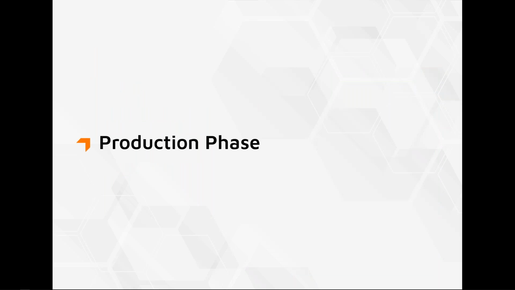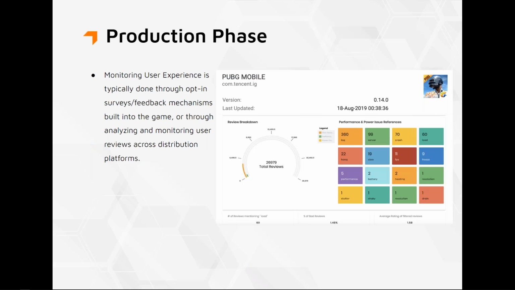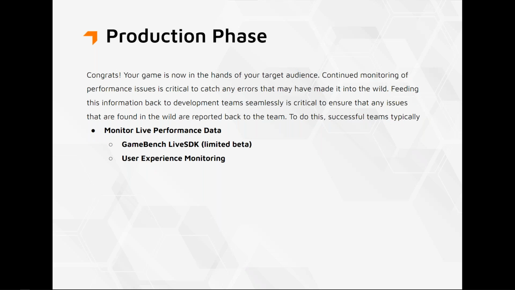And finally, we've gotten to production. This is the phase that everybody loves or hates, where your game goes out into the wild and you find all sorts of fun things. Continued monitoring of performance is critical in this phase, because this is the real deal. This is where your game is on everybody's devices. You're seeing any errors or issues that you couldn't have predicted in the earlier phases of development, QA, and soft launch. And feeding this data back to the development teams is critical.